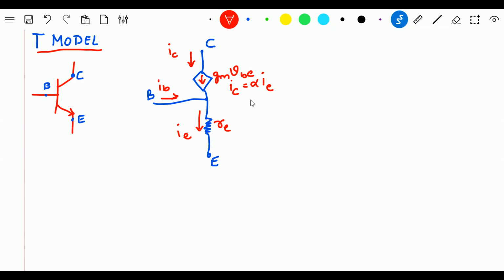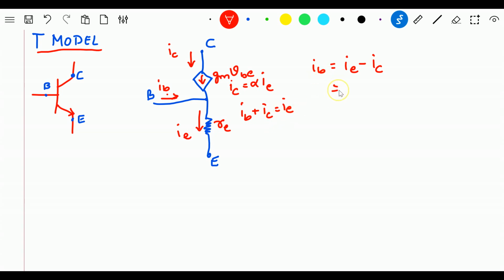Now what we'll do is write the current equation for IB. So if I say IB equals IE minus IC, this is Kirchhoff's current law, which we know, right? IB is entering, IC is also entering, i is leaving. So the actual equation is IB plus IC equals IE. Therefore, my IB will be equal to IE minus IC.